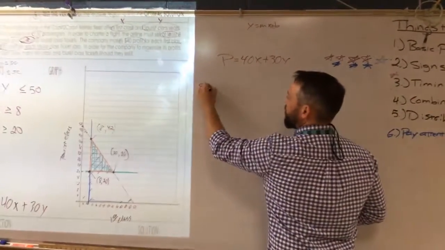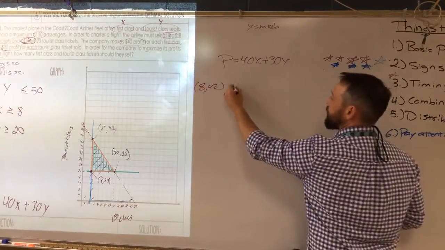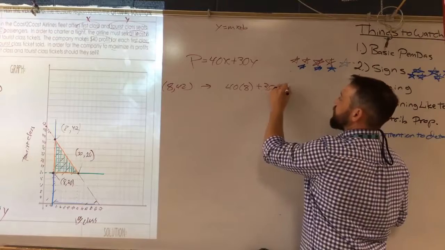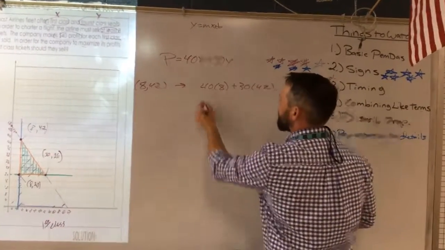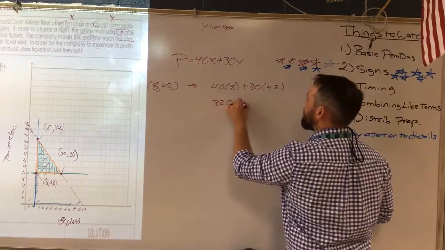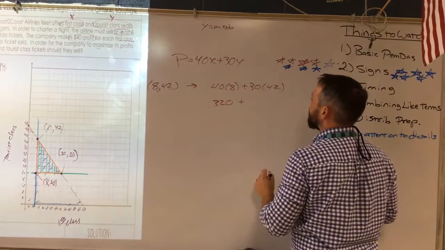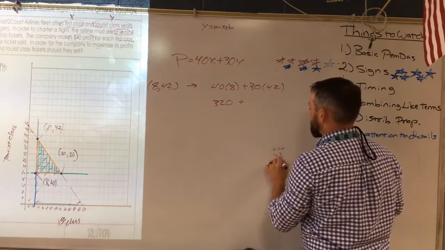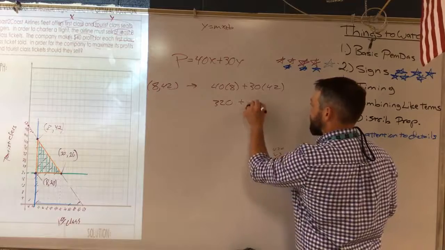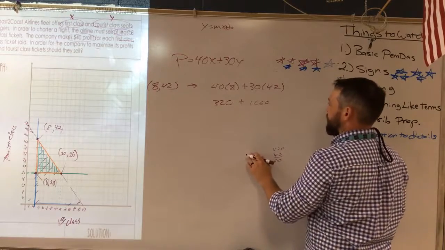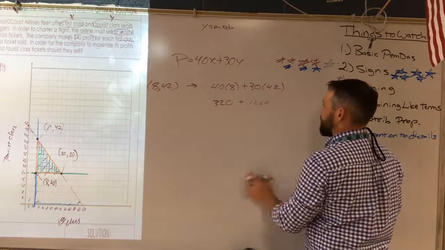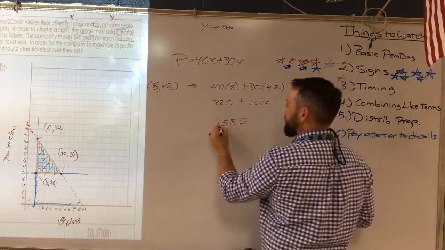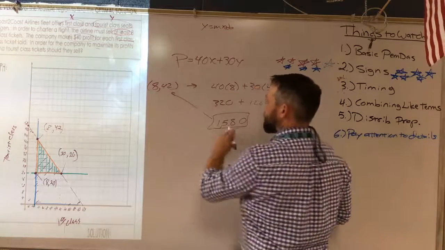So we'll take 8, 42. So that's going to be 40 times 8 plus 30 times 42. So 320. So it'll be what? 42 times 30, 1260. So this will give me 1580 profit.